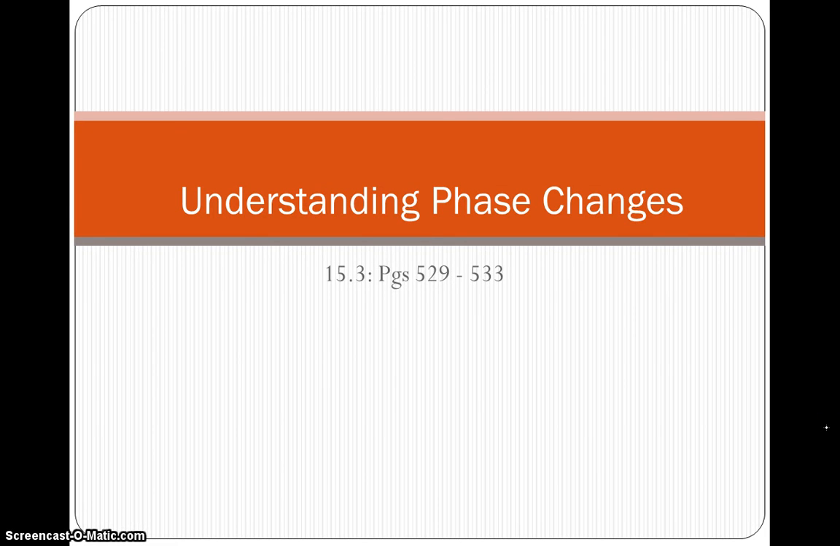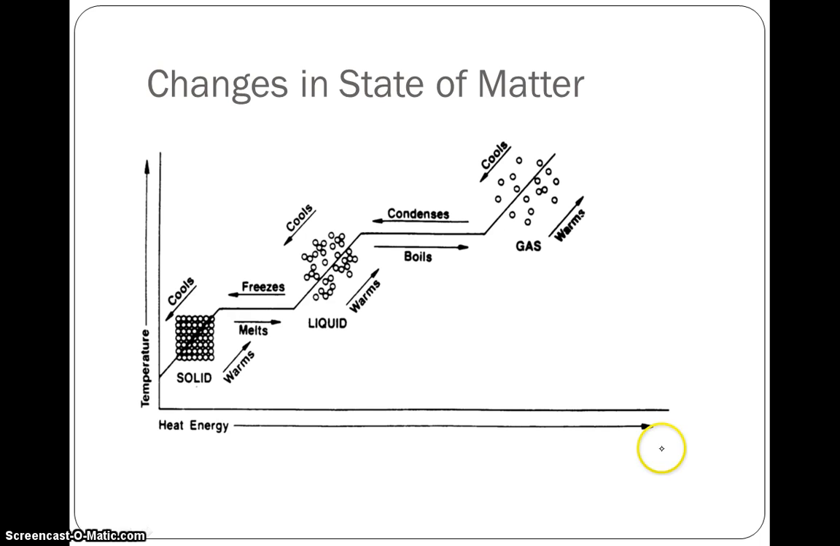Today our focus is going to be on understanding what occurs when a phase change is taking place. This covers pages 529 to 533 in your text. Let's go ahead and get started. This here is what we call a heating and cooling curve, and it's going to be the focus of our class over the next couple of days.